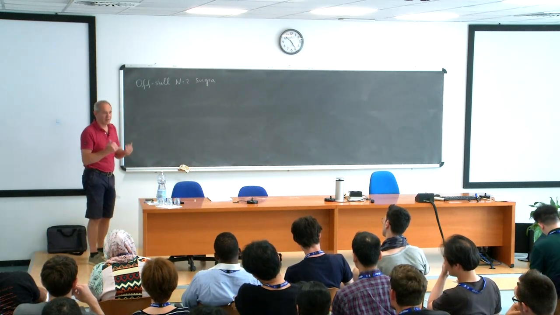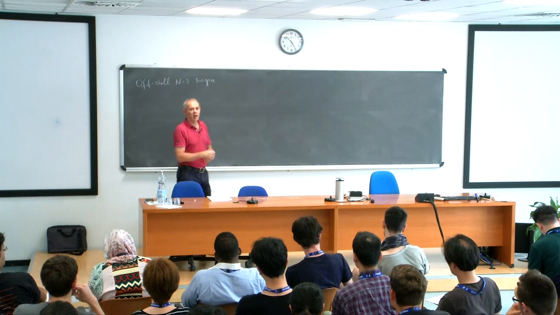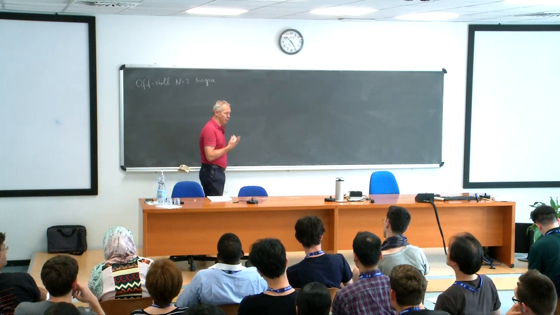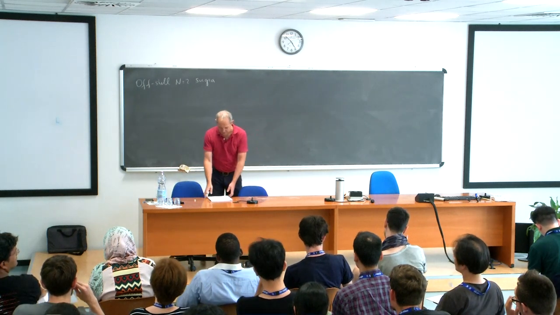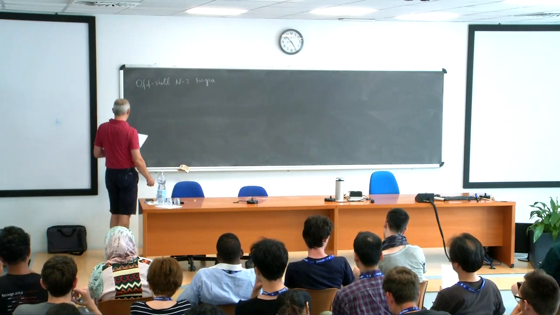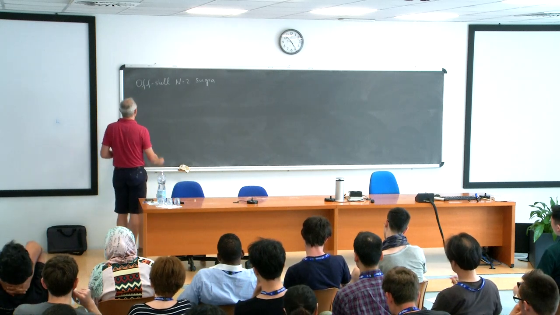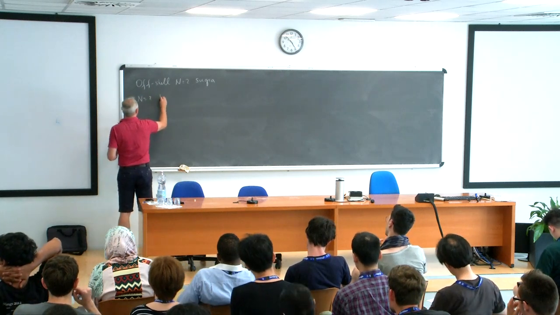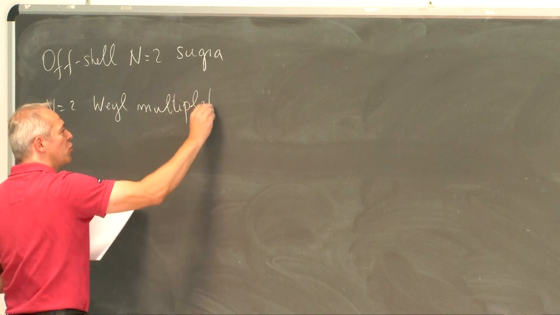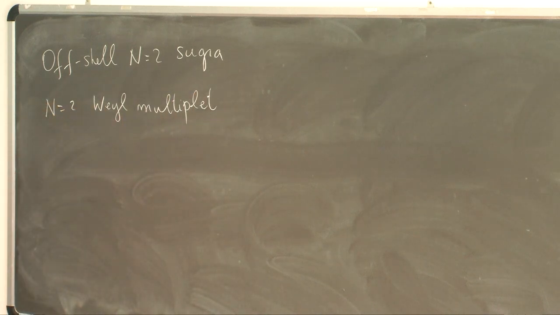And that trick allows us to go off shell, because the Weyl multiplet in the superconformal algebra is actually possible to construct off shell in a not too difficult way. So we need the superconformal methods, and so we need the N equals 2 Weyl multiplet. For the moment, I'm going to give you again a counting device to see how things can be realized off shell.